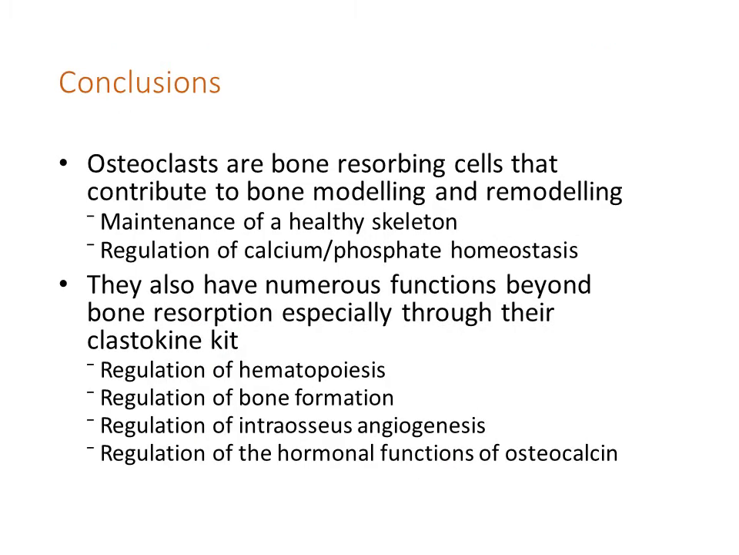In conclusion, I showed that the osteoclasts are bone-resorbing cells that contribute to bone modeling and remodeling, which is important for the maintenance of a healthy skeleton and for the regulation of calcium and phosphate homeostasis. But they also have numerous functions beyond bone resorption, especially through their clastokine kit. In fact, they regulate hematopoiesis, bone formation, intraosseous angiogenesis, and the hormonal functions of osteocalcin.